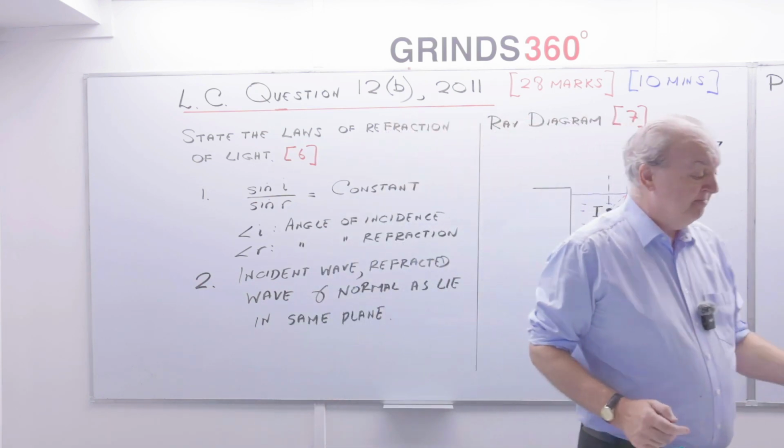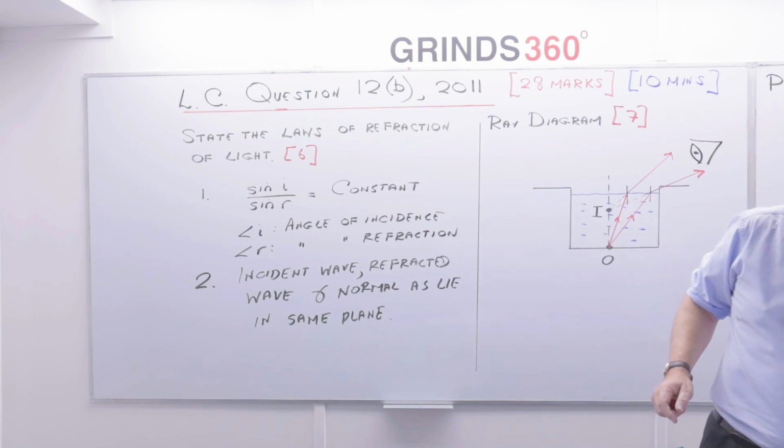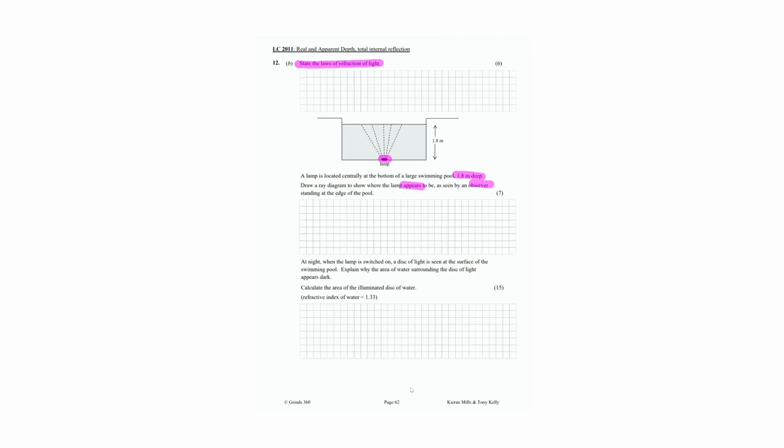Last part of the question. They're not very long, sure they're not. So the last part of the question, they're saying to me, at night, when the lamp is switched on, a disc of light is seen at the surface of the pool. Explain why the area surrounding the disc of light appears dark. And then they want you to calculate the area of the illuminated disc of water.